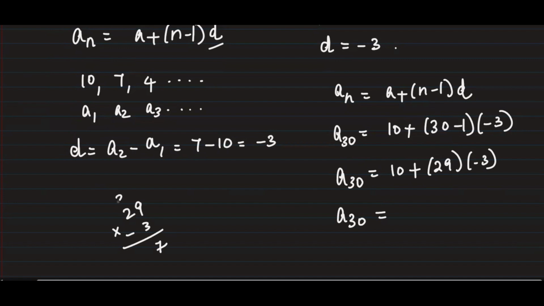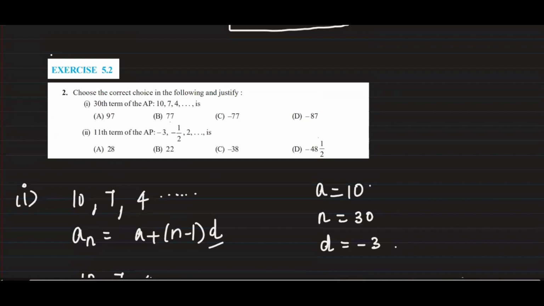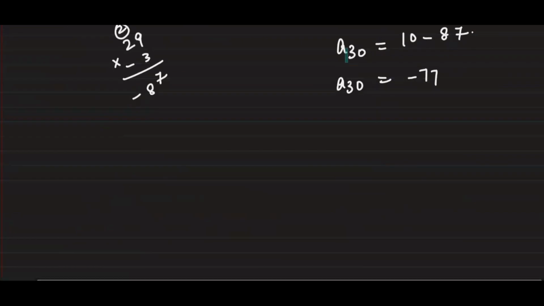So 29 into 3: 27, 2, then 6, 7, 8. So minus 87. So 10 minus 87. So A30 is equal to, what is 10 minus 87? That will become minus 77. Okay, so let's see if minus 77 is there in the options. Yeah, in option C. So option C is the correct answer. So for the first question, minus 77 is the correct answer, option C.